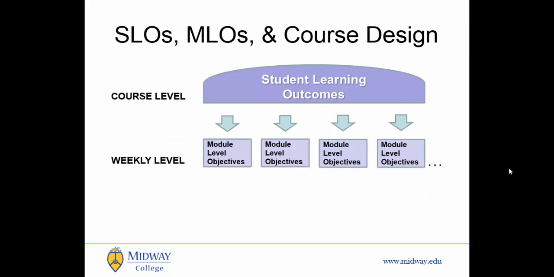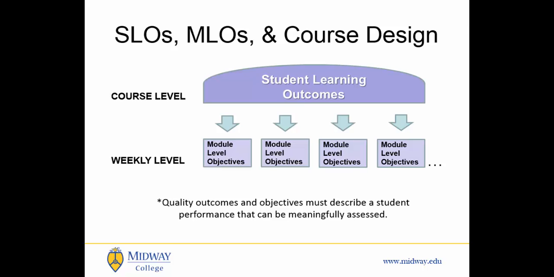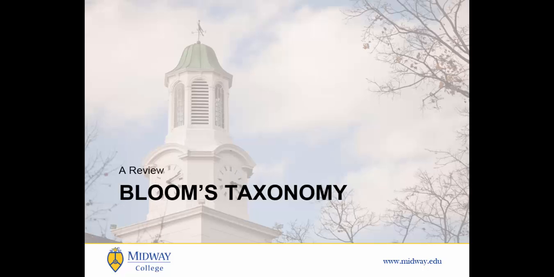This slide provides a graphic of the relationship between the SLOs and MLOs. As you can see, the MLOs should derive directly from the SLOs. This is a critical component of course alignment, which will be discussed in the next instructional video. Whether discussing both SLOs and MLOs, a quality outcome or objective must describe a student performance that can be meaningfully assessed. Now we will review Bloom's taxonomy, the framework we will use for course alignment.